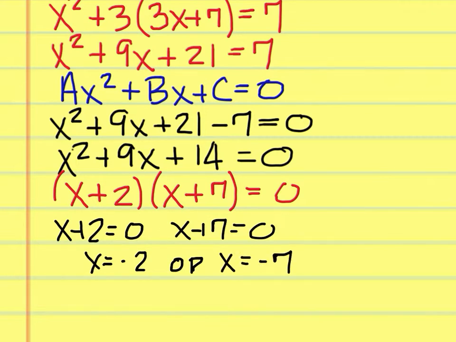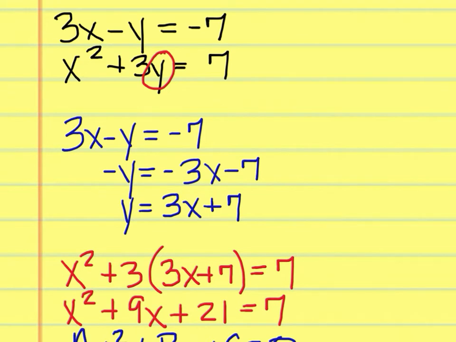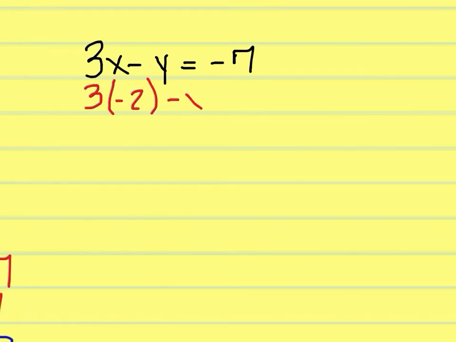Both of which we'll have to plug into one of these top equations up here. And the easiest one would be 3x minus y equals a negative 7. 3x minus y equals negative 7. And one of the answers that we found was negative 2. So if I put a negative 2 in for x, I can go through and solve for y.